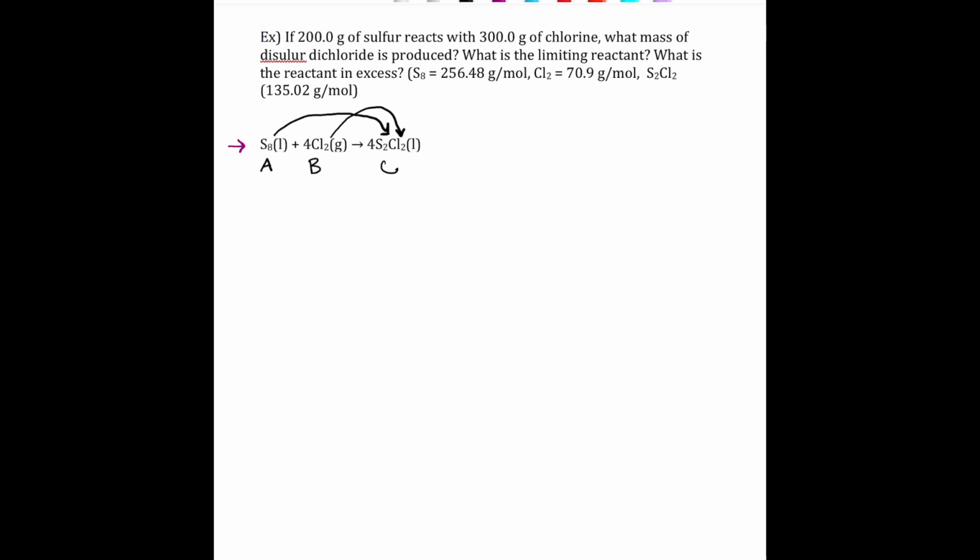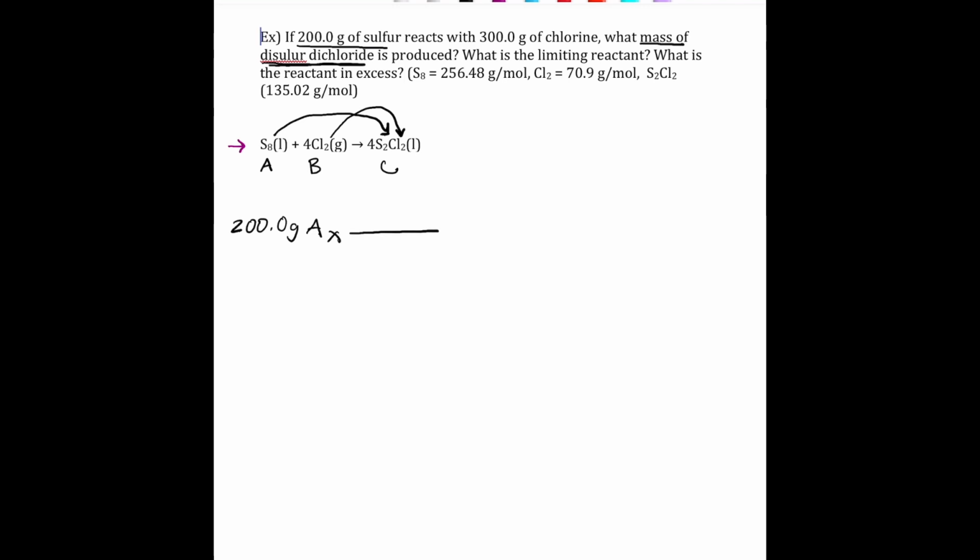We're going to turn sulfur into our product. We're starting off with grams of sulfur. So 200 grams of A. And we want to know the mass of the disulfur dichloride, the mass of our product. So we're going to be going from grams A all the way into grams B on our mole map.